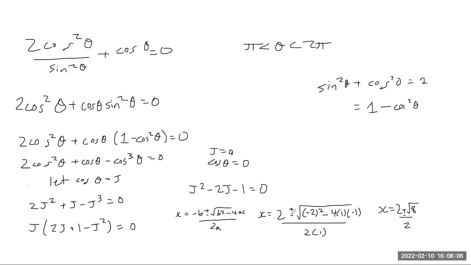So write down the three values for J now. Remember the first value is J is 0. So cos theta is 0, or cos theta is 2 plus square root 8 over 2, or cos theta is 2 minus square root 8 over 2.